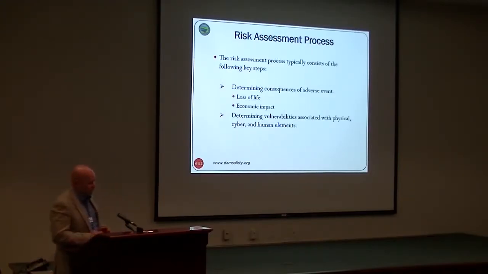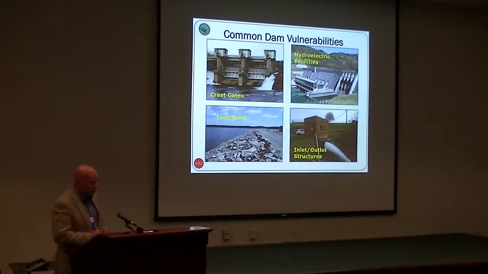The risk process is to determine the consequence of an adverse event: loss of life, economic impact, assuming that the reservoir was used to provide drinking water, that would obviously come into economic impact. Then determine the vulnerabilities associated. Common vulnerabilities would be failure of the gates, hydroelectric facilities, damage to the freeboard, and then damage to the inlet and outlet structures.